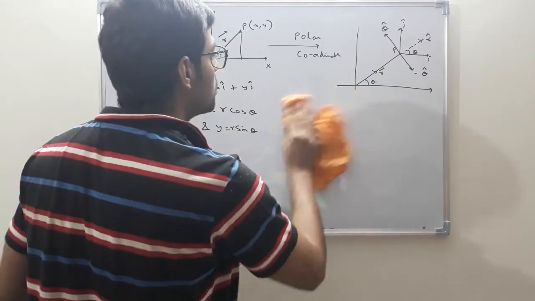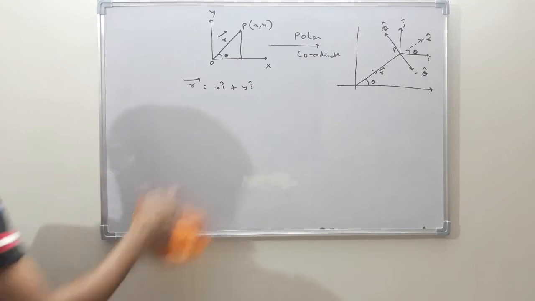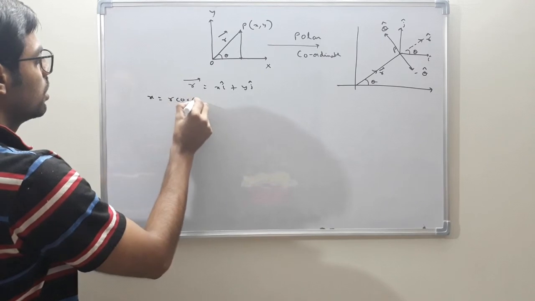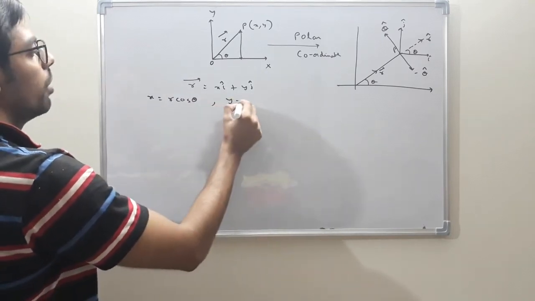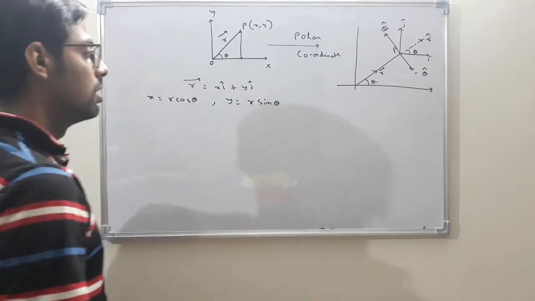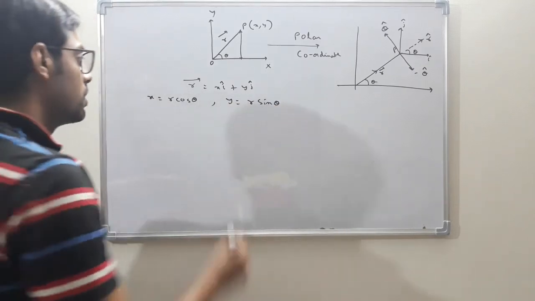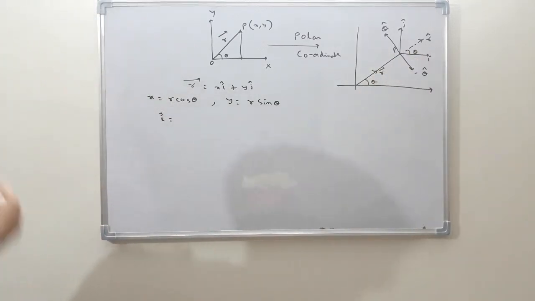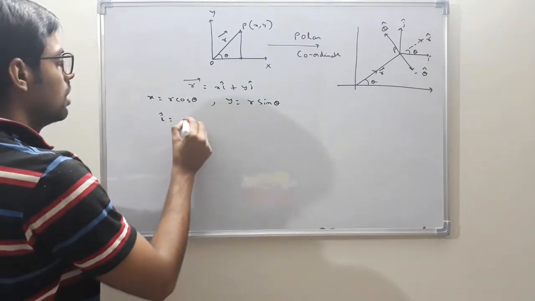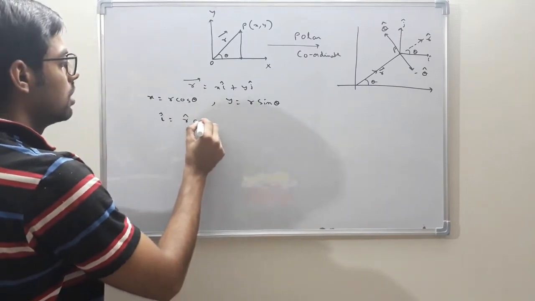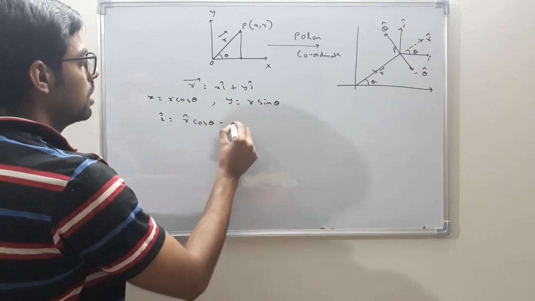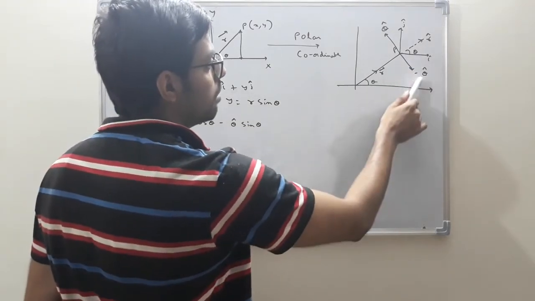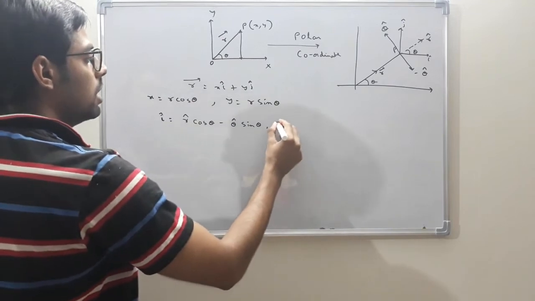Therefore, now come to this point. We have r vector equal to x i hat plus y j hat. Now here we have x equal to r cos theta when you transfer it to the polar coordinate system, and y equal to r sin theta. Then what will be i hat from this figure? i hat will be r hat cos theta minus theta hat sin theta.